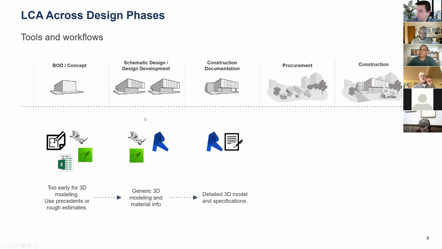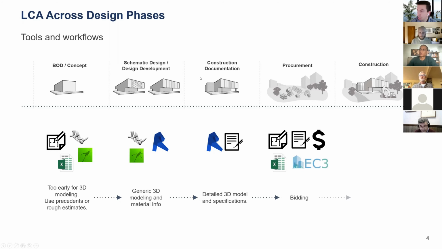Then we get into construction documentation. Again, the 3D model or the quantities can get even more specific. But more importantly, we also start specifying materials. And so this is where you can implement some decisions on what types of materials you actually want to use within your building. And then finally, we have procurement and construction.